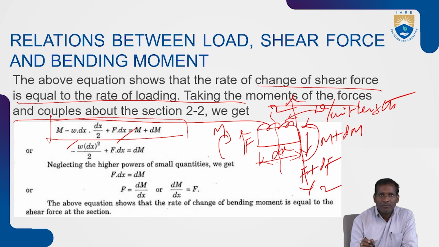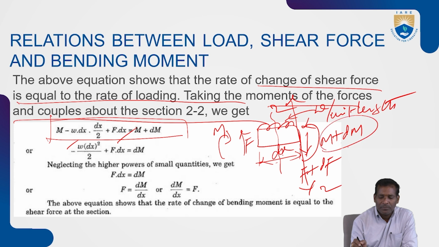And that is equal to the moment in anti-clockwise, M plus dM. This is equal to M plus dM. Clear? So that M minus W dx square by 2 plus F dx is equal to dM. So here, after simplification, the M gets cancelled here, and then finally you got W into dx square by 2 plus F dx is equal to dM.